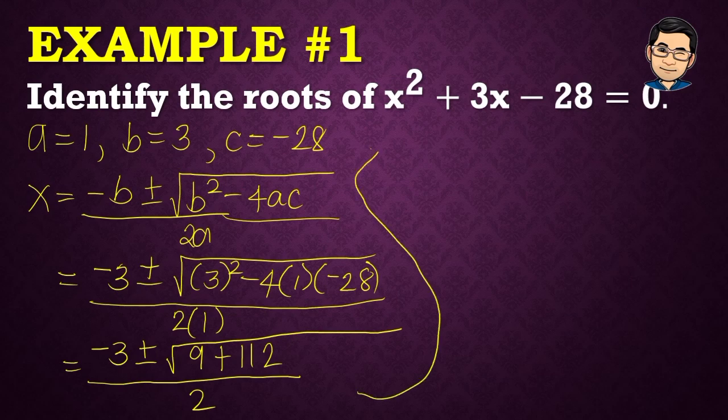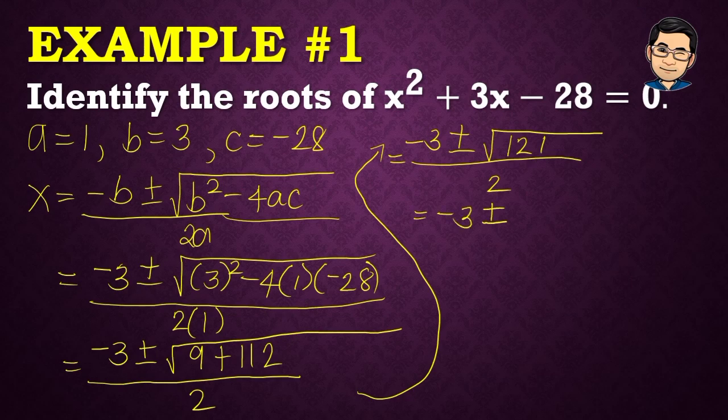Next, negative 3 plus minus the square root of, what is the sum of 9 and 112? That is 121, and then all over 2. Next, negative 3 plus minus, what is the square root of 121? That is 11. So, all over 2.